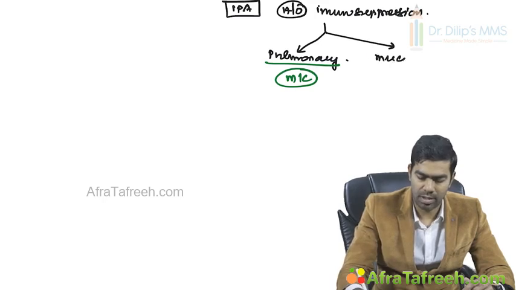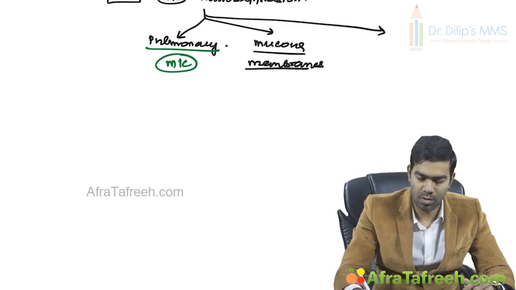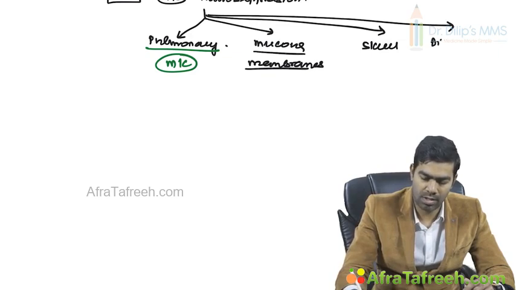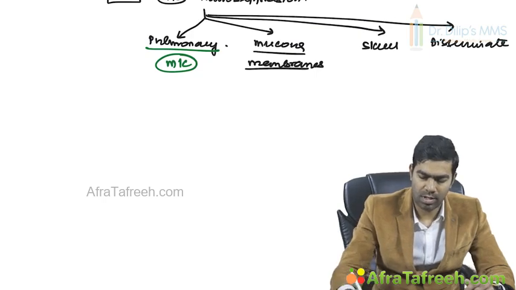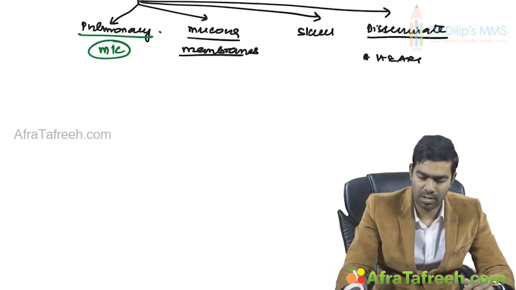Second is involvement of the mucous membranes and the sinuses, involvement of the skull, and it can even disseminate to different organs. Dissemination, again, is because of profound immunosuppression. Dissemination can happen to the heart, liver, kidneys, eyes.